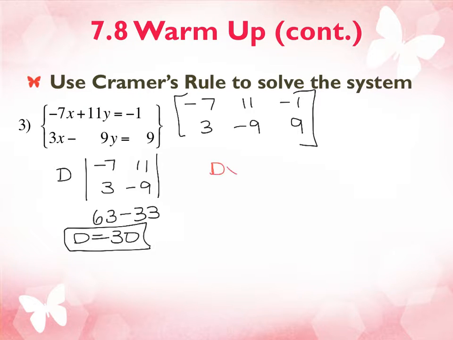And then d sub x. Take out the x's and add in the constants. So the first column becomes negative 1, 9, and then the y's stay. So I get 9 minus 99, which is negative 90, and that's d sub x.